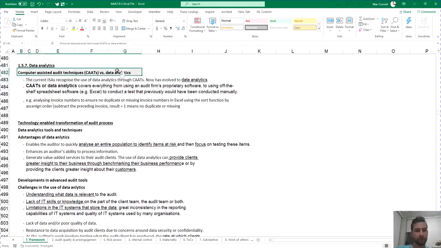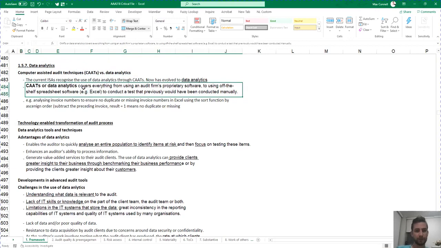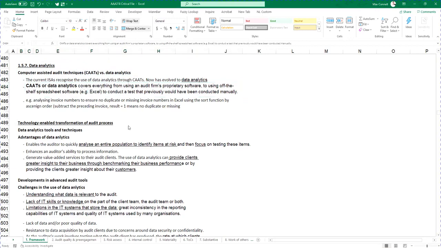Okay, you might have heard of CAATs or CATs versus data analytics. It's basically just looking at how auditors are using software and proprietary technology these days to help them go through much more detailed information than they were able to do previously. So this is CATs or data analytics. It covers everything from using audit firms' proprietary software to using off-the-shelf software, e.g. Excel, to conduct a test that would have previously been done manually. For example, looking through invoice numbers to ensure no duplicate or missing invoice numbers in Excel, using the sort function by ascending order.